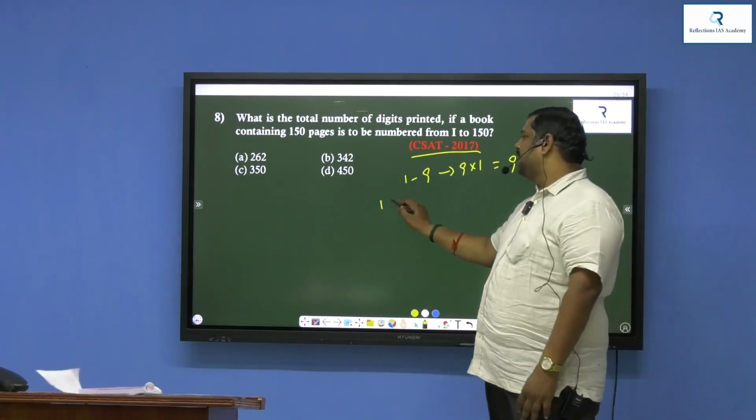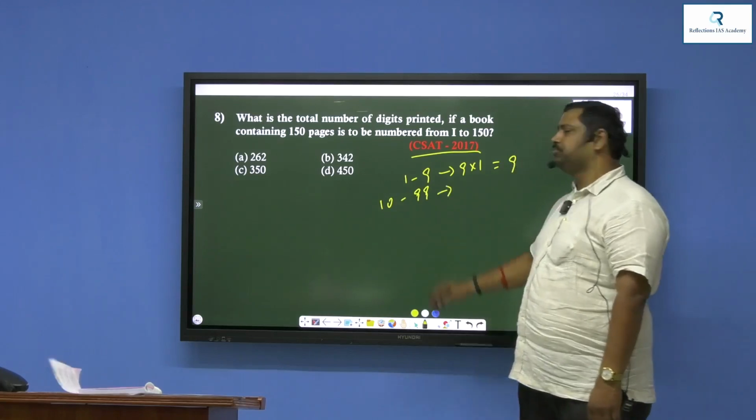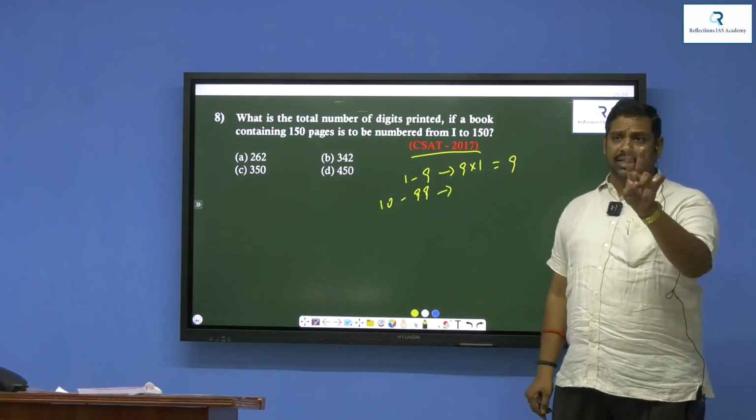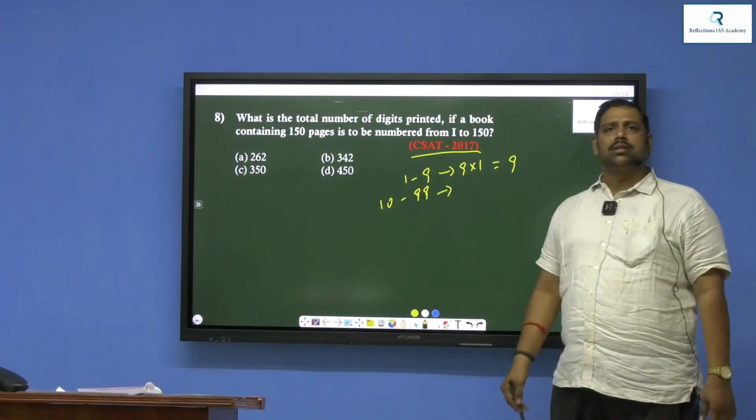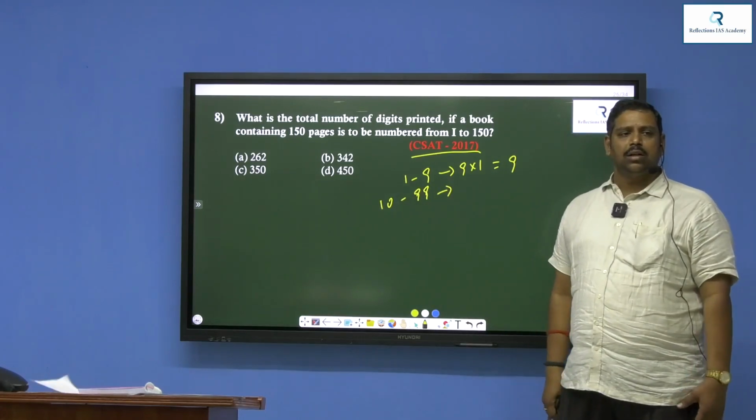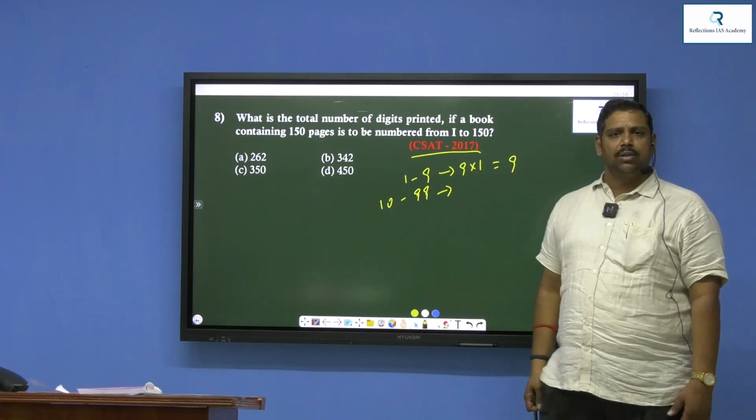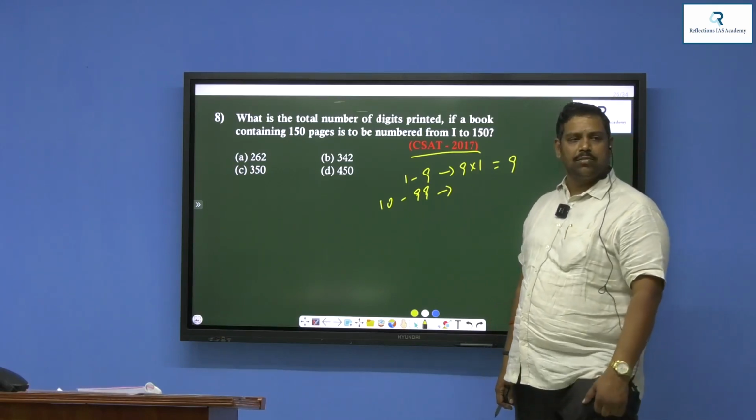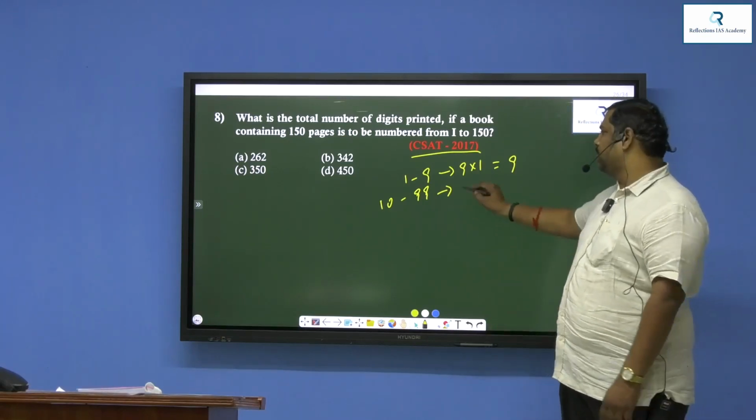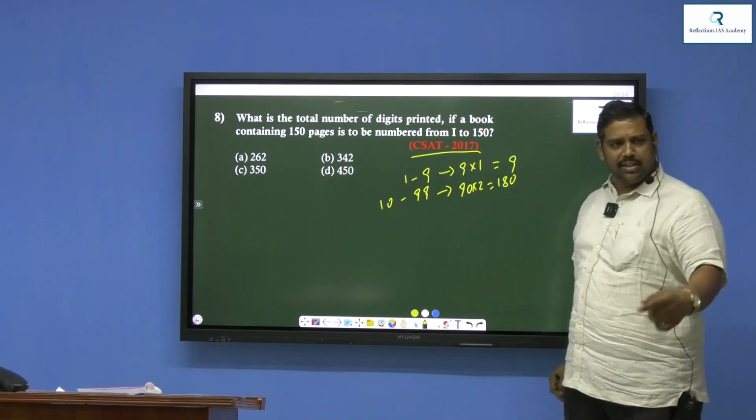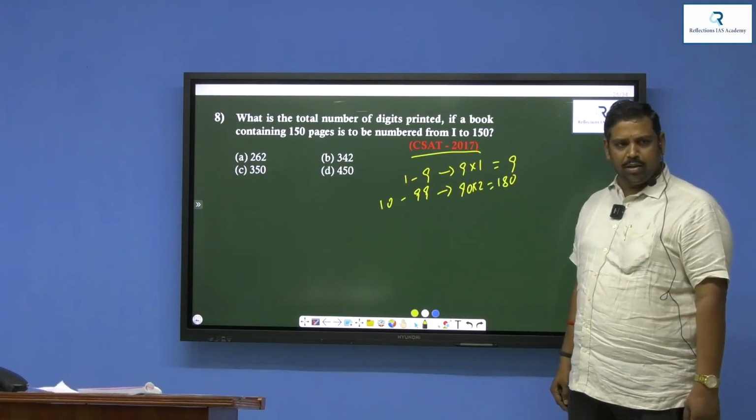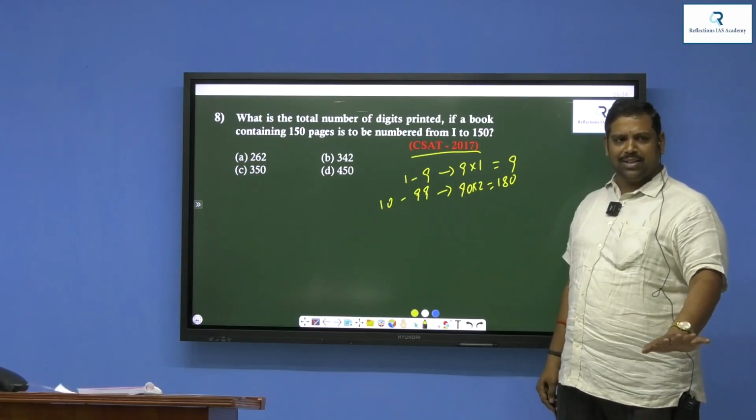So 10 to 99, 2 digit numbers. Each time I will print 2 digits, right or wrong? Total digits I will count: 10 to 99 means how many numbers? 90 numbers. Each time 2. So 180. Do you understand why it is 90? Yes or no? Sincerely? Yes, good.